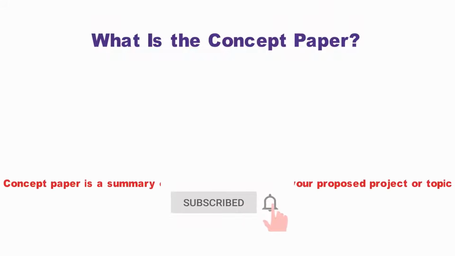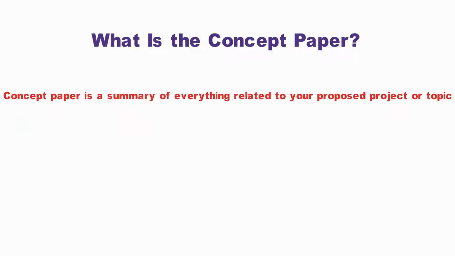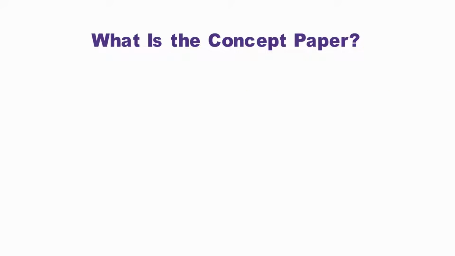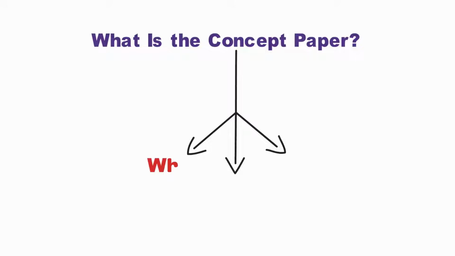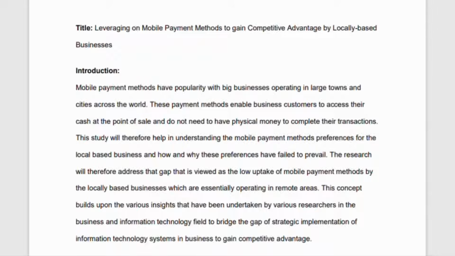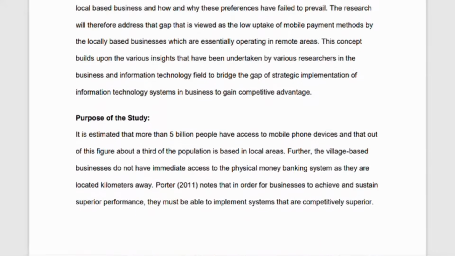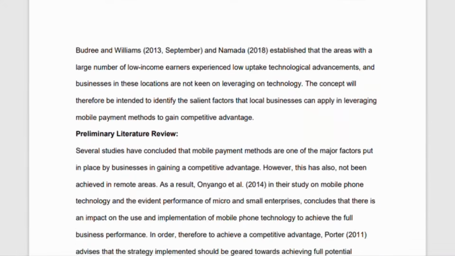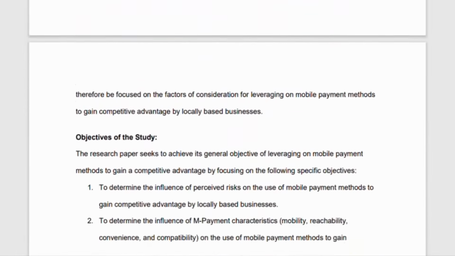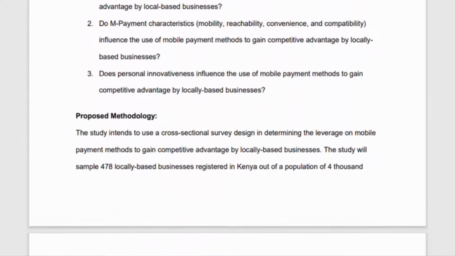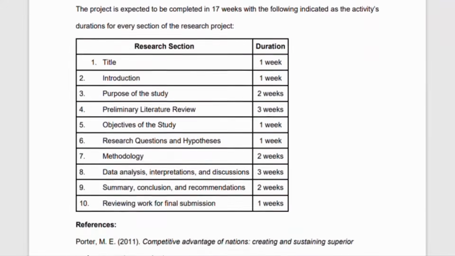Generally, a concept paper is a summary of everything related to your proposed project or topic. A concept paper indicates what the project is all about, why it's important, and how and when you plan to conduct your project. Since concept papers are just summaries of your research project, they are usually short and no longer than 5 pages. However, for big research projects, concept papers can reach up to more than 20 pages.